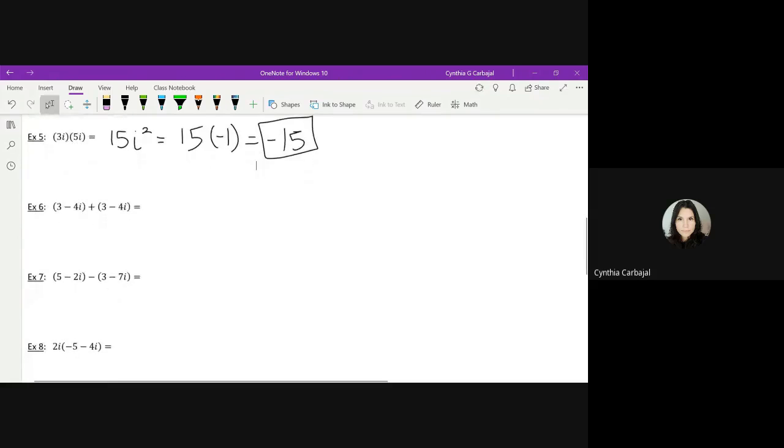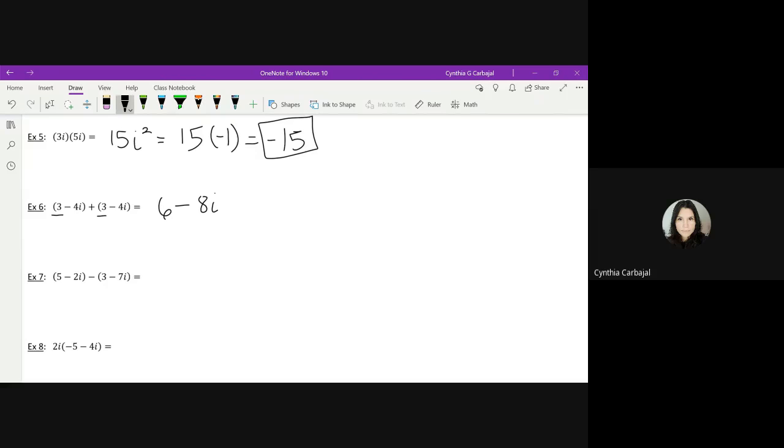Example 6. All right, now here we have a binomial, but with an imaginary part, adding the same binomial twice. So here, just like if these were a variable, you're going to add real number with real number and imaginary with imaginary. So we have 3 plus 3, which is going to be 6. And then we have -4i plus -4i. So we add them and we get -8i. Right? Same signs, add and keep.